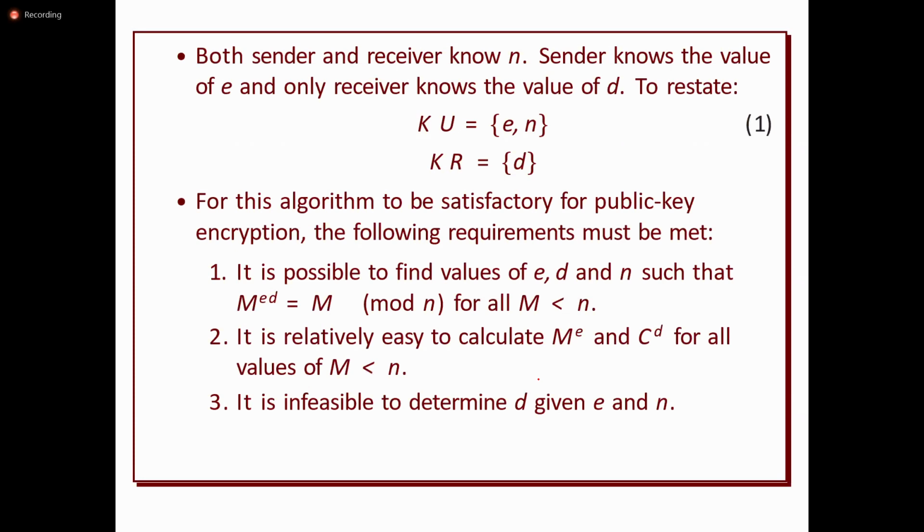Okay, so just now we discussed both sender and receiver will know N, meaning N is public. The sender knows the value of E, that is the public key of the receiver. Only the receiver knows the value of D. If you observe KU, it means it is public. E and N are the public keys and the private key is D.